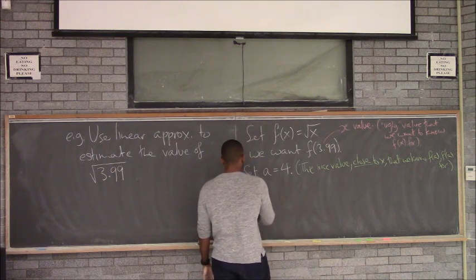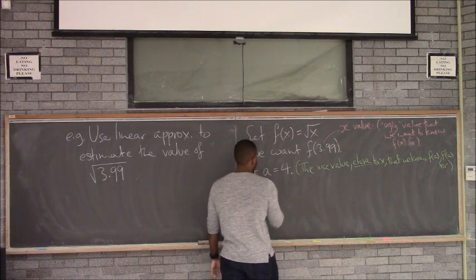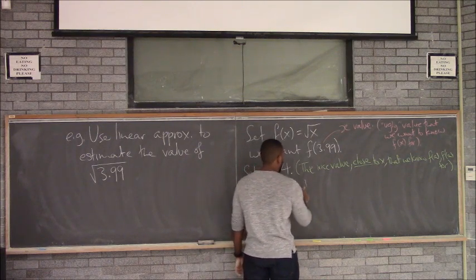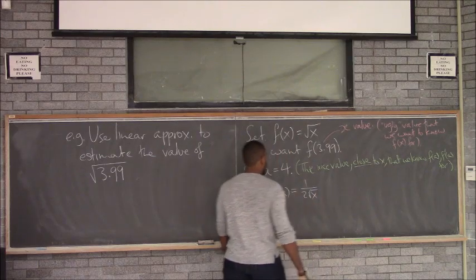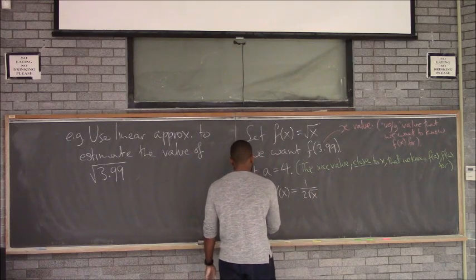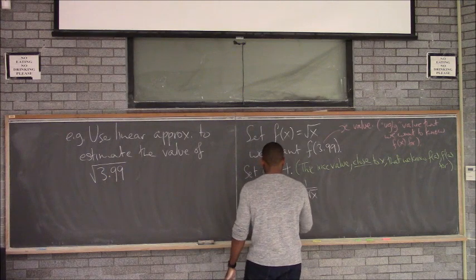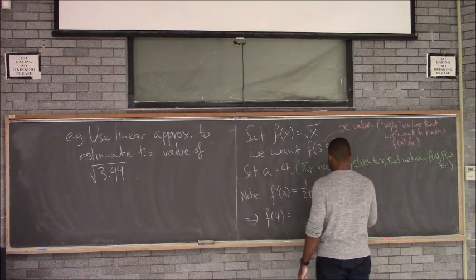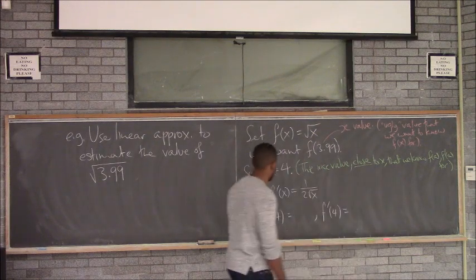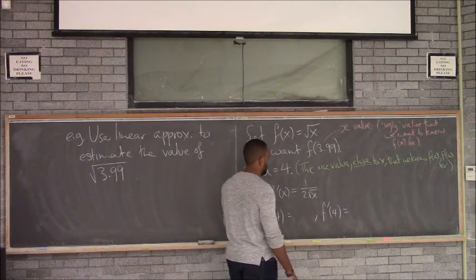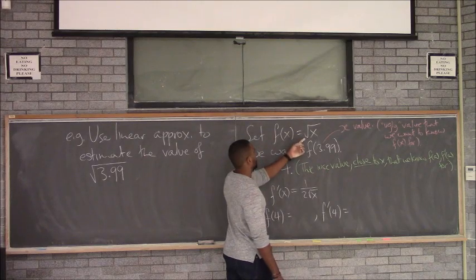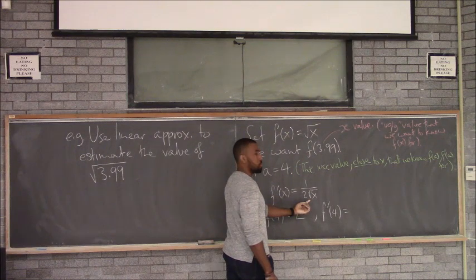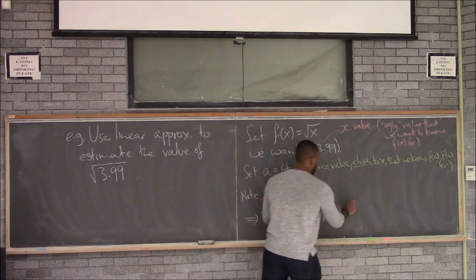So now, note, f prime is going to be 1 over 2 radical x. So this means that f of 4 is going to be, f prime of 4 is going to be, what's f of 4? 2. F prime of 4. 1/4.